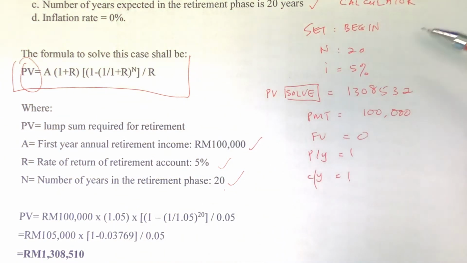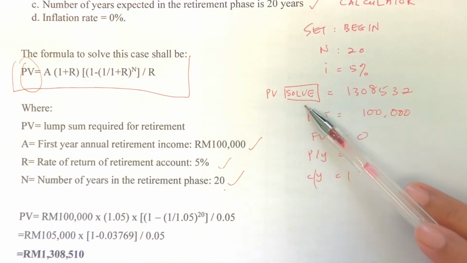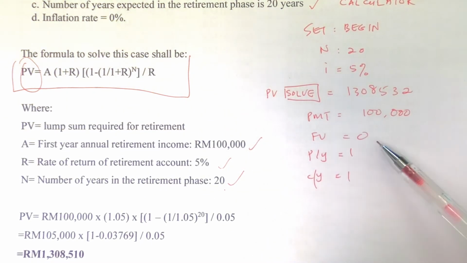And you can also use your financial calculator to solve for this. You set begin, and N is 20, I/Y is equal to 5. PV is the one that you are going to solve. PMT is 100,000, future value is 0, P/Y and C/Y are 1. Compounding is once a year, and the payment per year is just once.